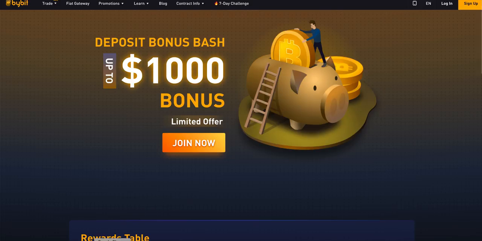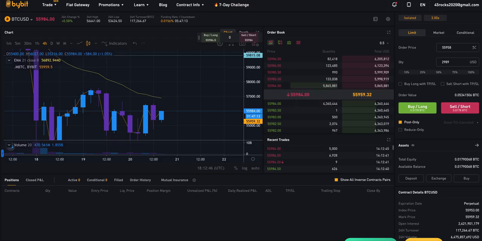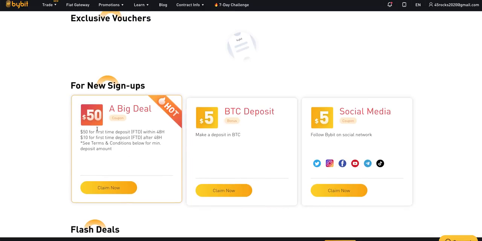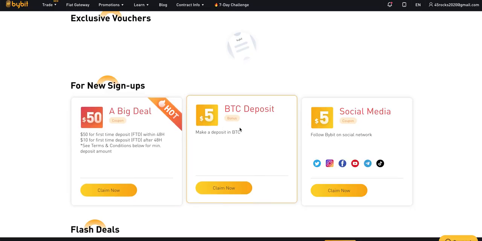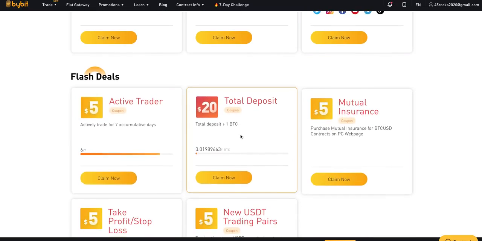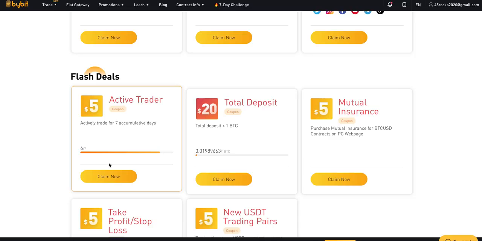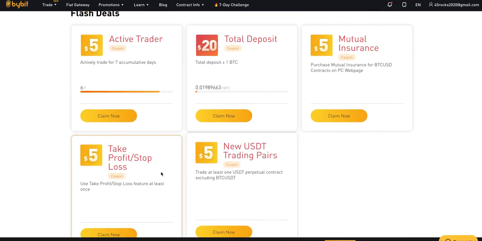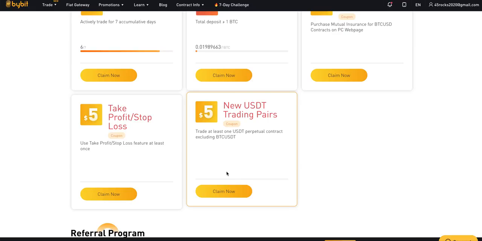There's also a lot more bonuses and stuff like that Bybit has. If you sign up and go to their rewards hub, you can get a $50 bonus for depositing Bitcoin. You can get a $5 bonus for making a deposit in Bitcoin. For following Bybit on social media, you can get $5. They always have their flash deals in here, where if you trade for 7 days in a row, you can get $5. If you do have a total deposit of 1 Bitcoin, you can get $20. All these different types of things. Trading new pairs, you can get rewards.